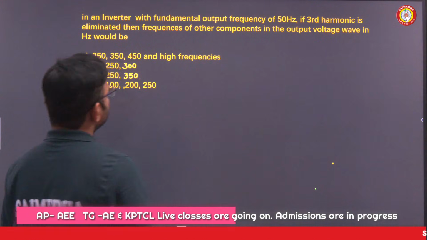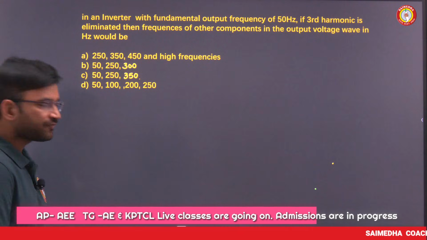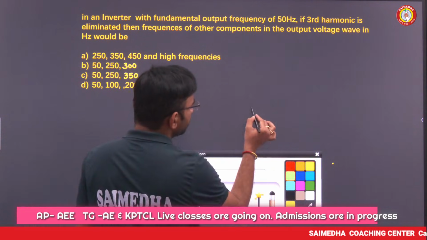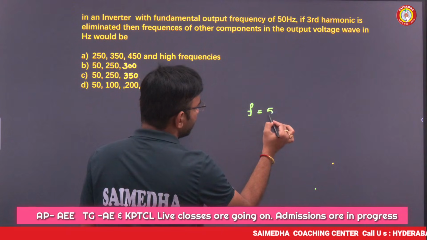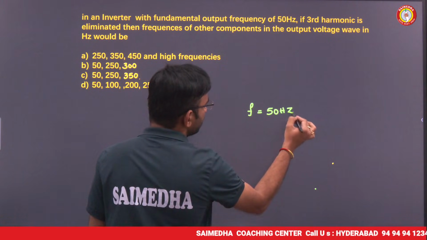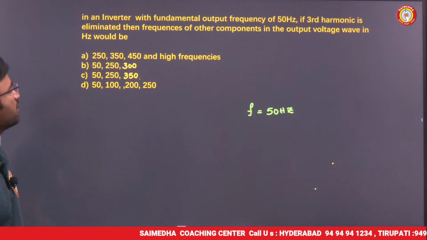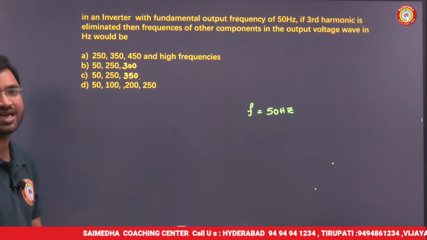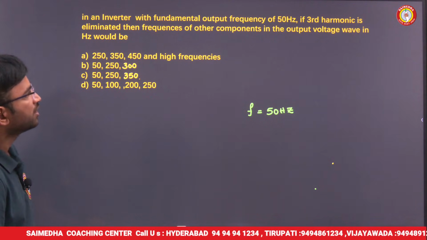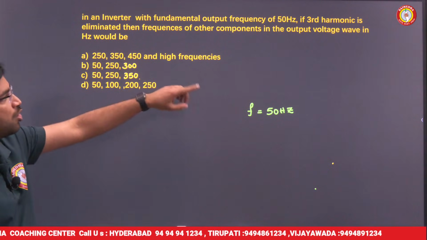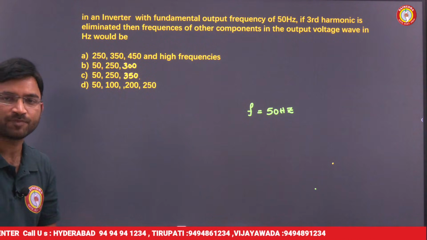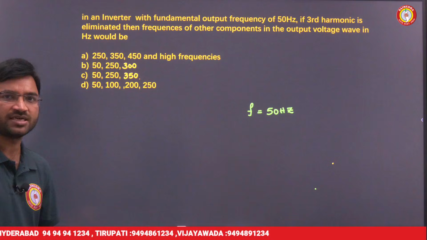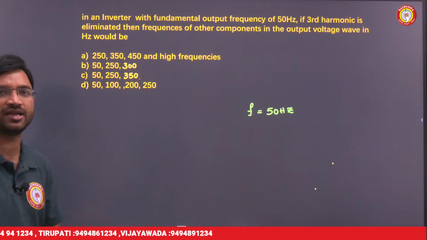So in an inverter, the fundamental output frequency is 50 Hz. Means fundamental frequency is given as 50 Hz, sir. Third harmonic is eliminated. Means they have eliminated the third harmonic. The other components on the output voltage waveform contain. Third harmonic is eliminated. Means what are the other harmonics which are present in the circuit?